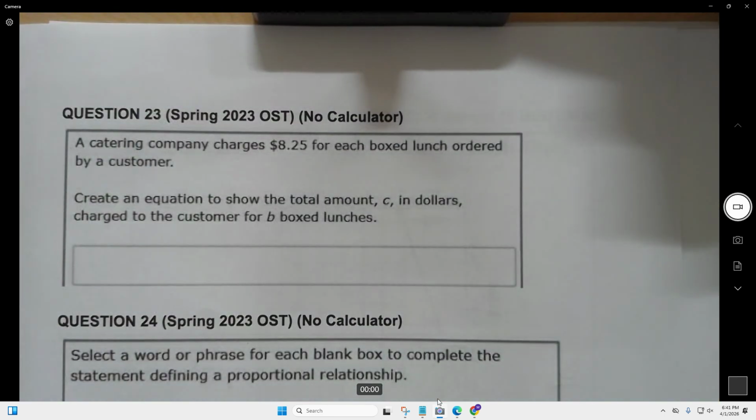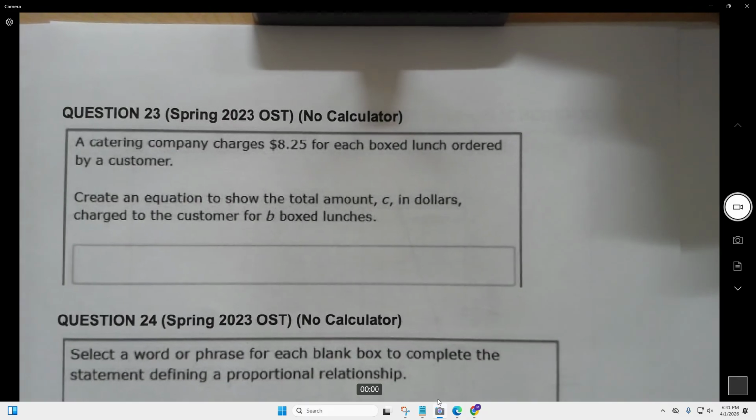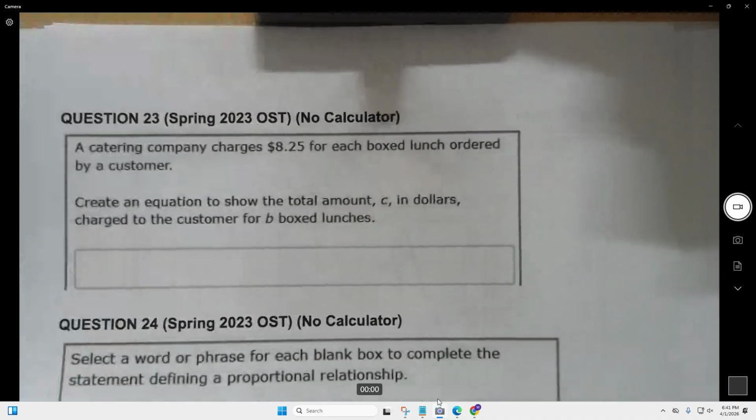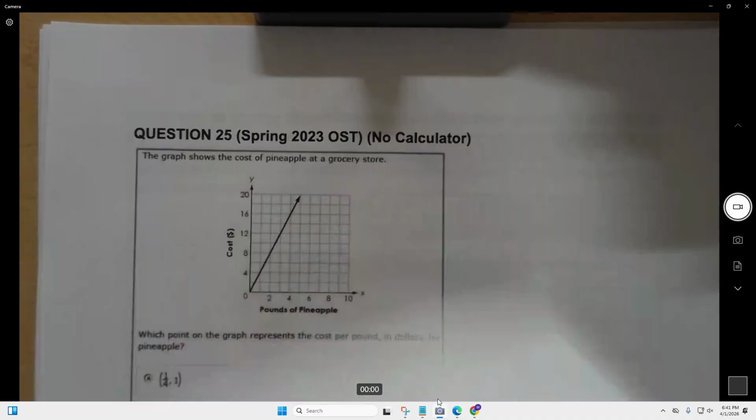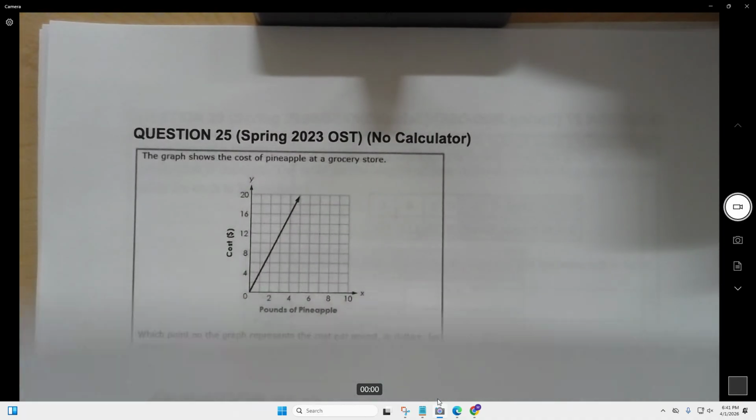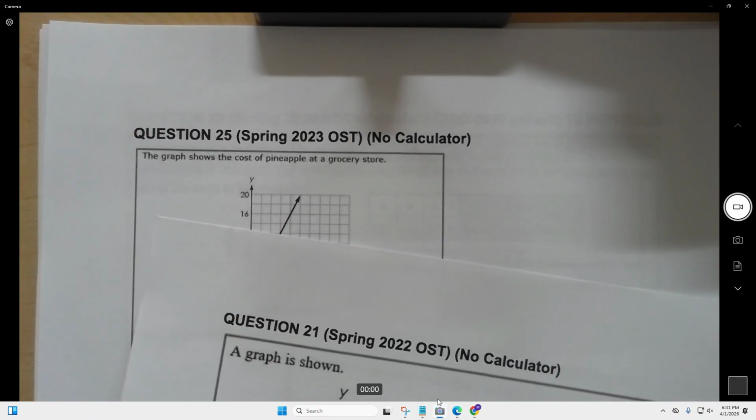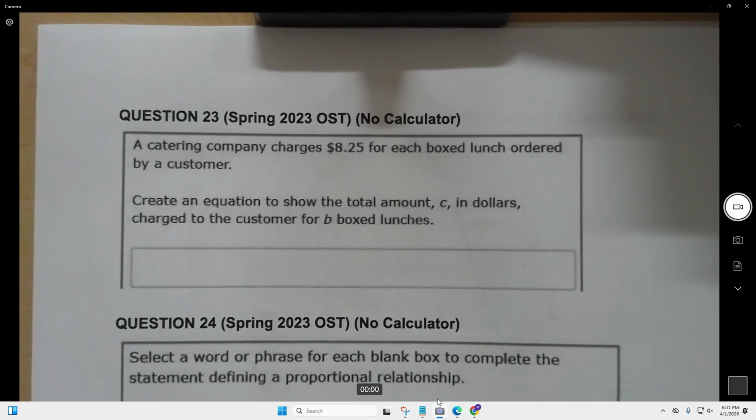Question 23 from the Spring 2023 OST. No calculator allowed. Uh-oh. Oh, that wasn't supposed to be using a calculator. My fault on that one. All right.